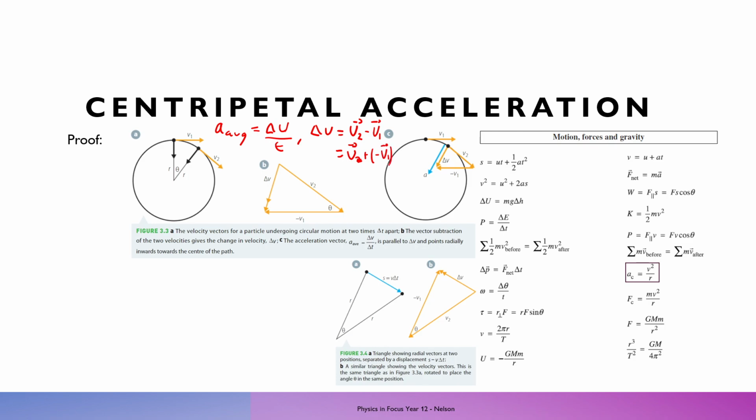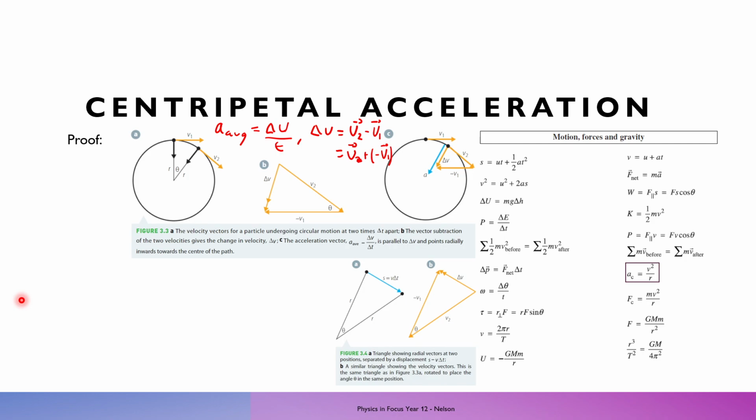And that's exactly what we see here being shown in part B, where delta v is the sum of v2 and negative v1, and the angle between v2 and negative v1 is simply theta, the angle between both points where the object is undergoing velocity 1 and velocity 2. Note here that the change in velocity vector is parallel to the acceleration experienced by the object.